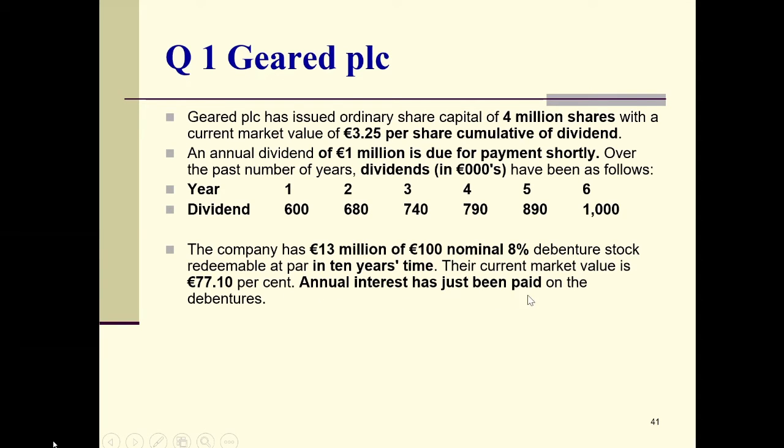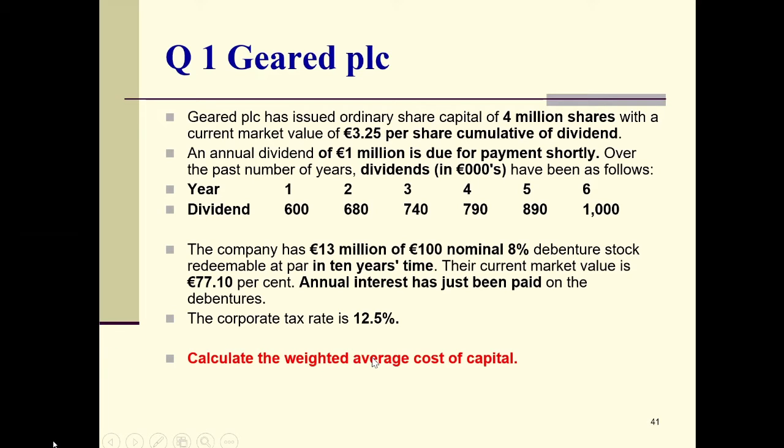Annual interest has just been paid. I highlighted that to indicate that this is the ex interest market price. So what I have there is the ex interest market price at 77.10. And then you have the corporation tax at 12.5%. Now, that is only relevant from the point of view of interest being tax deductible.